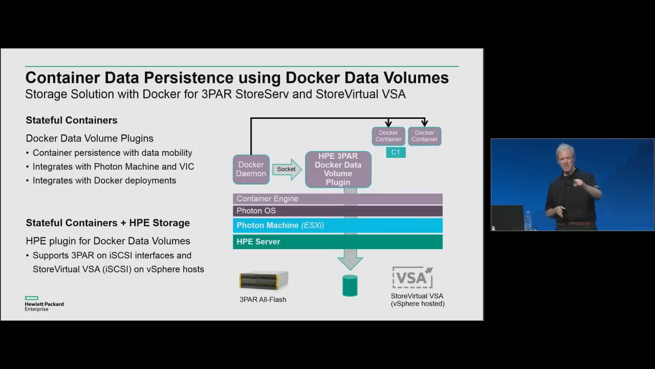Now, if the container died and it started up again somewhere else in the same cluster environment, that mapping would be restored. The Docker daemon would find the mapping and restore it so that the data would become automatically available to the container. So it's pretty useful. Our particular plugin uses iSCSI right now. It can talk to our storage arrays, and it can talk to our StoreVirtual software-defined storage product. There are a lot of other plugins available too.